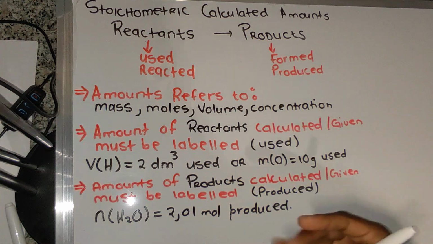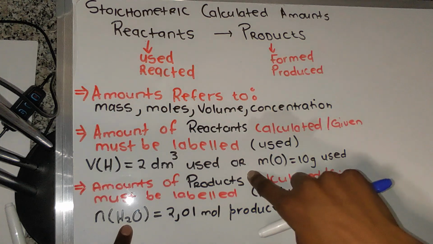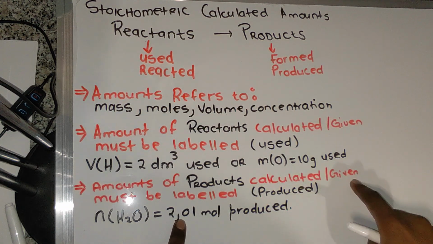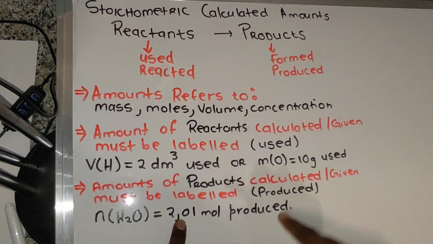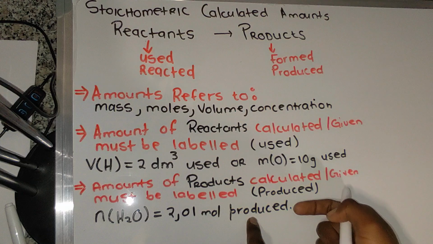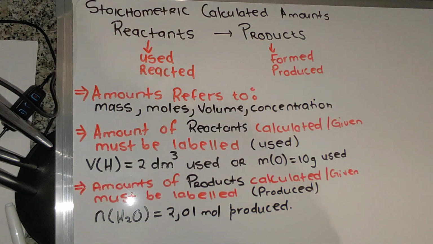And then same thing with the product. If I have water, and water is a product, any amount of water that has been calculated or given must be labeled produced. So now we have the number of moles of water equal to 2.01 produced. And why again am I using the term produced? It's because we are speaking about a product.